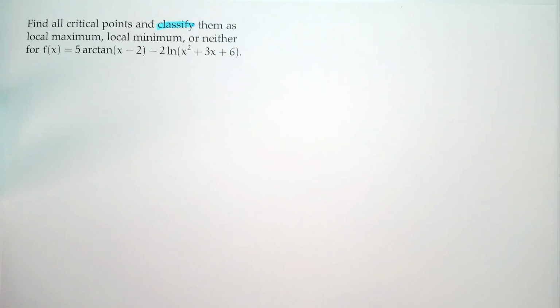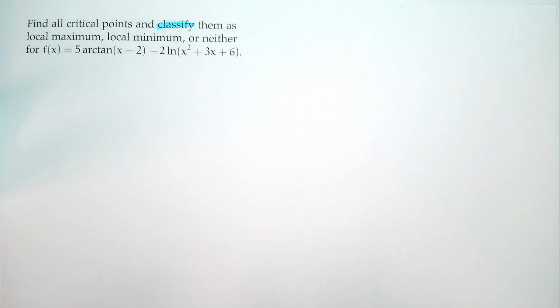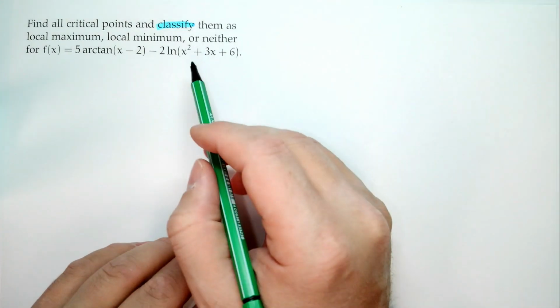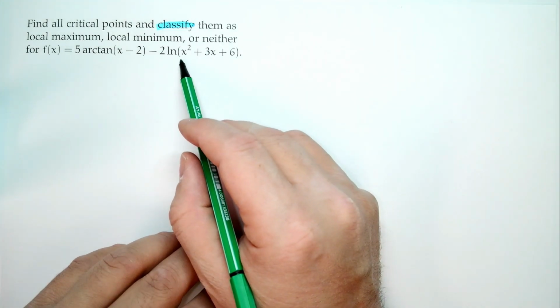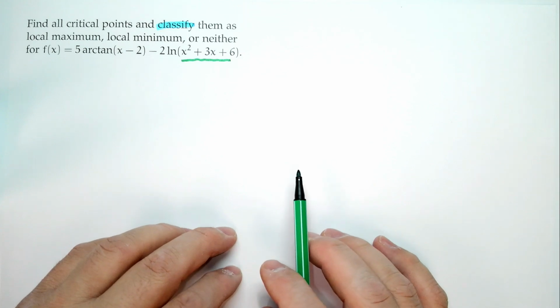Well, we have this function. The first thing you might ask is, where is this function defined? Certainly the arctangent, it's a great function. It's always defined everywhere where we can plug stuff in. That's not a problem. What about this x squared plus 3x plus 6? Is that defined everywhere? How can we tell?